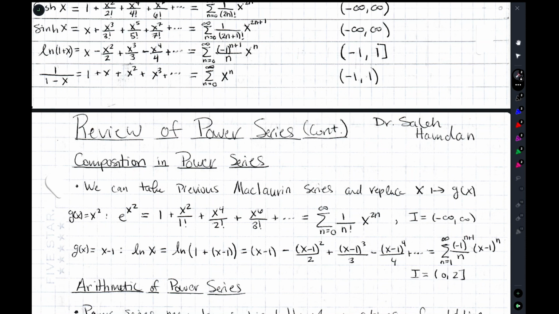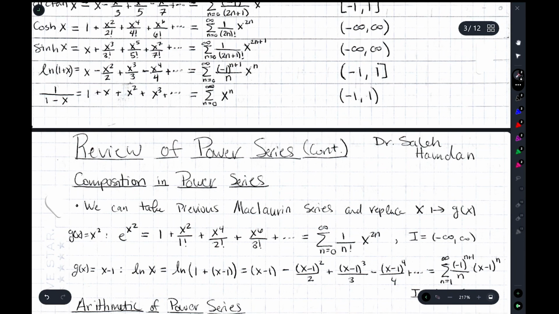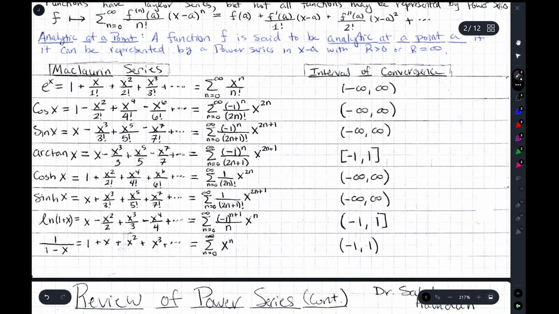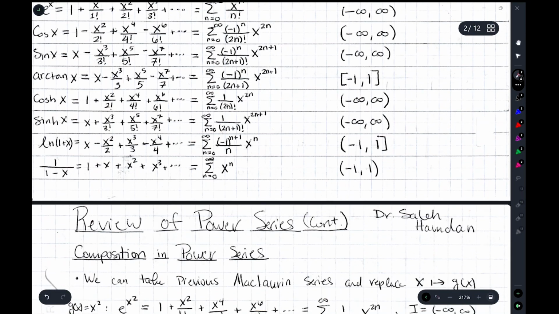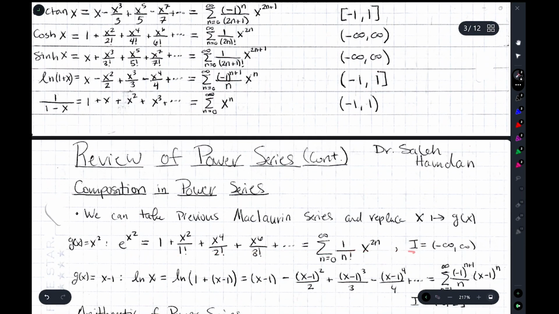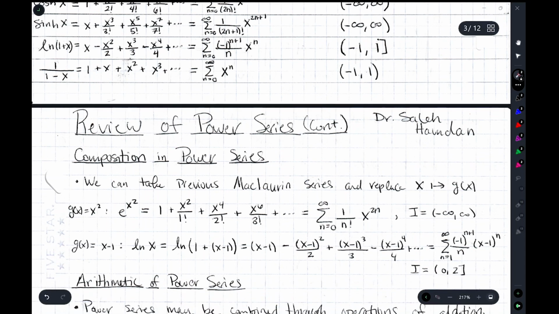Now, from those Maclaurin series, we could actually get Maclaurin series of other things. So, for example, say you wanted the Maclaurin series of e to the x squared. Well, you could use composition, okay, and replace the x with g of x. Here, g of x would equal x squared, okay? And so if we want e to the x squared, what we could do is go to e to the x, and wherever we see an x, just substitute x squared. If it was g of x, we would just put g of x wherever we see an x. We'll make that substitution. And we end up getting this. The interval of convergence here is still minus infinity to infinity.